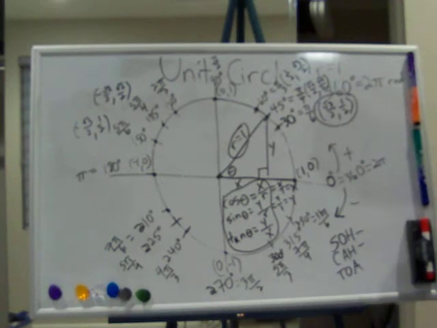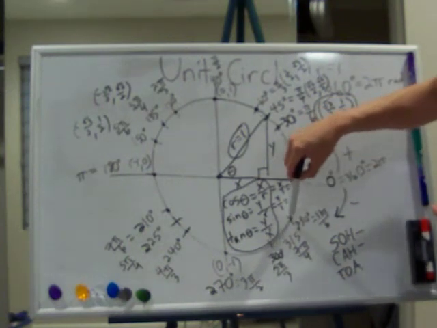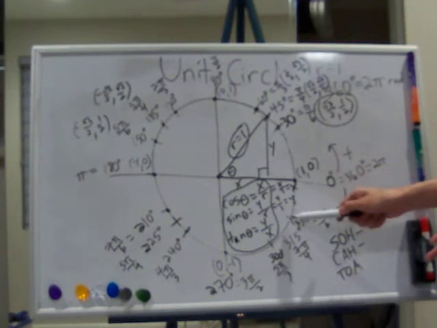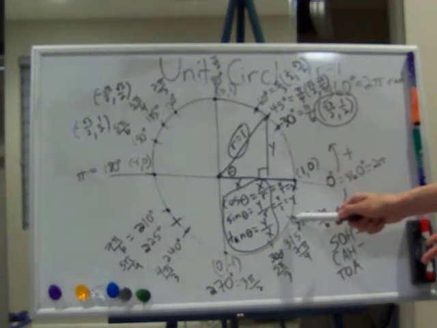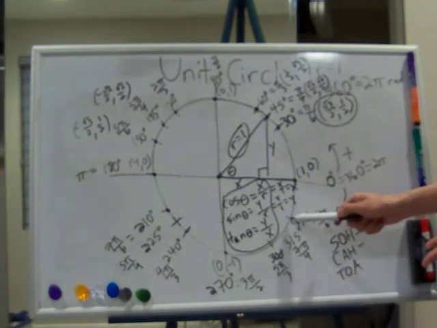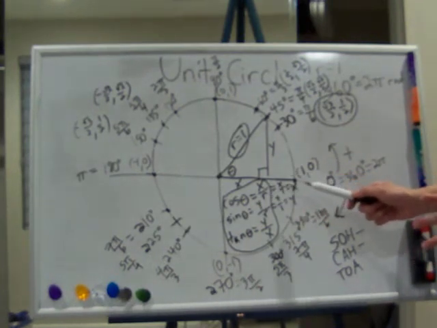How about sine of negative pi over 6? Negative pi over 6 is going to be right here. So negative pi over 6 is coterminal with positive 11 pi over 6. So sine of negative pi over 6 is going to be negative 1/2, because the y value here is negative 1/2, right? Okay, so hopefully the cosine and the sine make sense to you now, right?